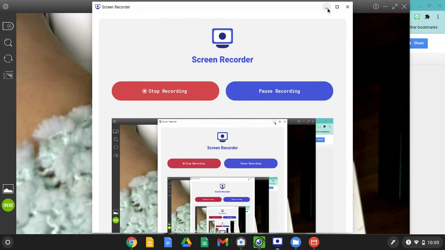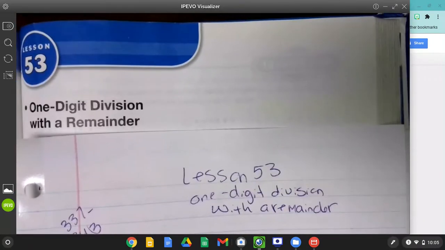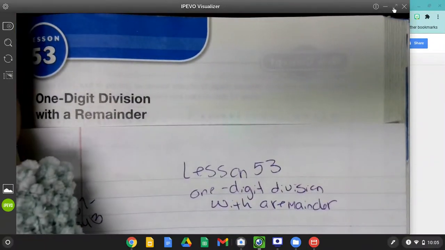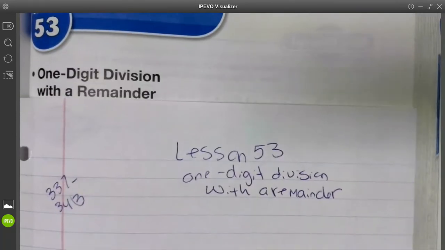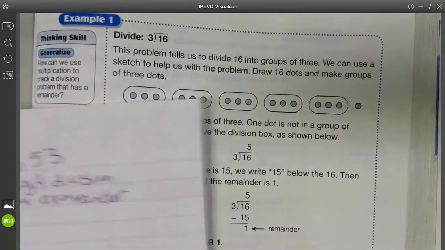So we are on math. We are on lesson 53, one-digit division with a remainder. We are on page 337. So feel free to pause me to write down your title in your math journal today.